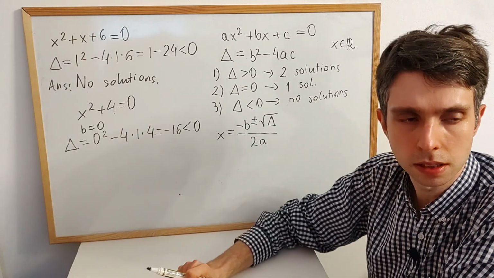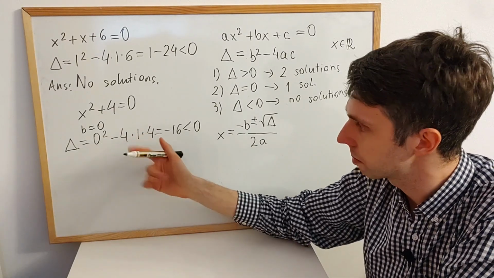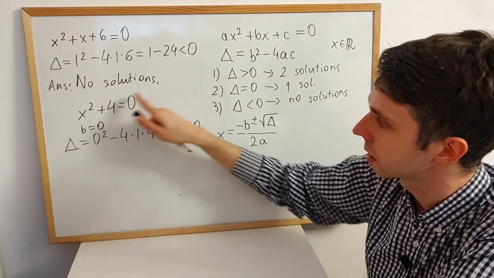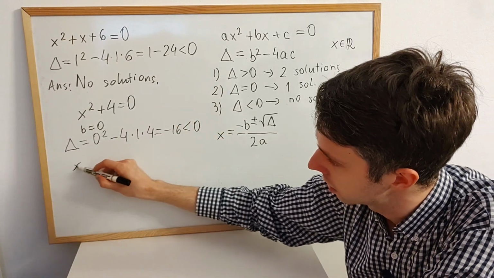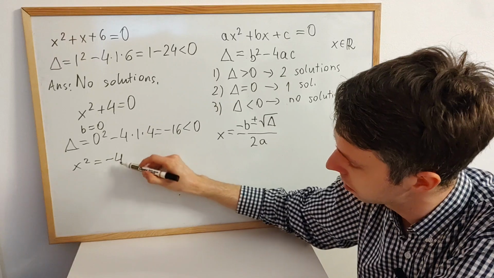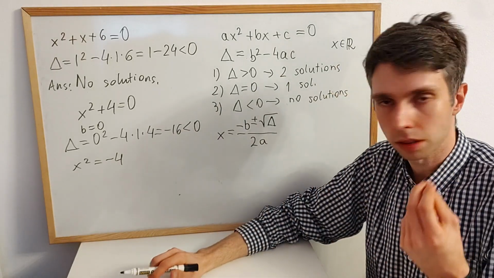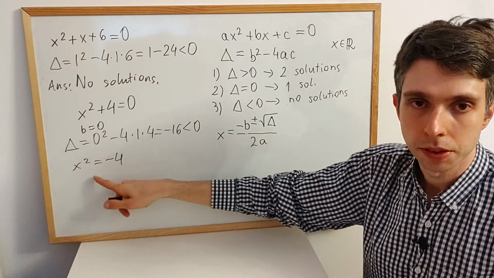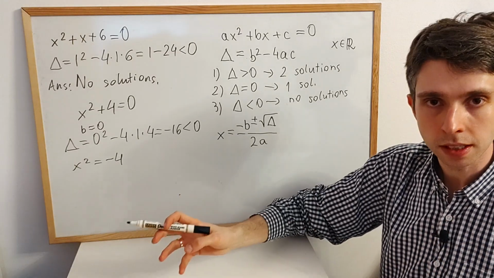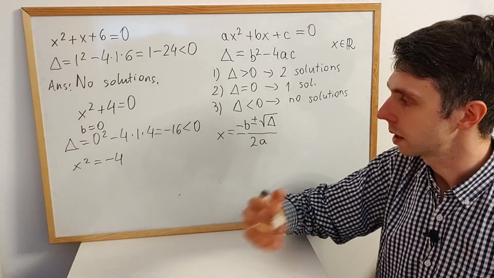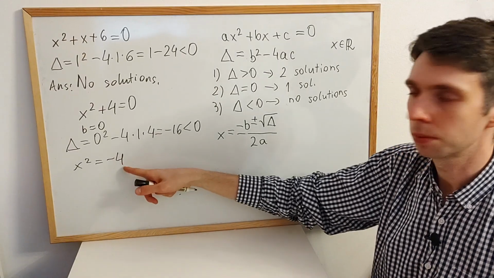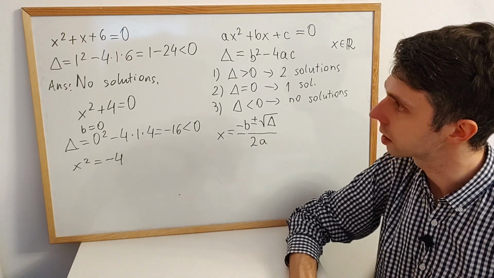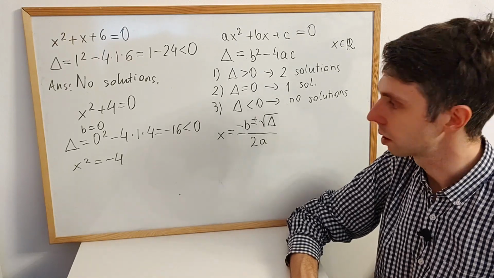You can also solve this one maybe more simply without calculating delta. If you just move 4 to the other side of the equation, then you get that x squared equals minus 4, and you can ask yourself what number, if you square it, gives you minus 4. The answer is there is no real number which after being squared becomes minus 4, or becomes negative. So from this you also see that there are no solutions.